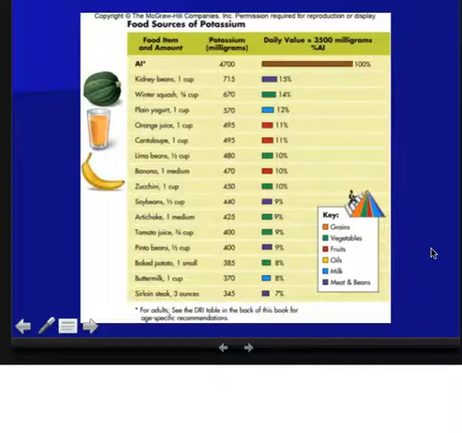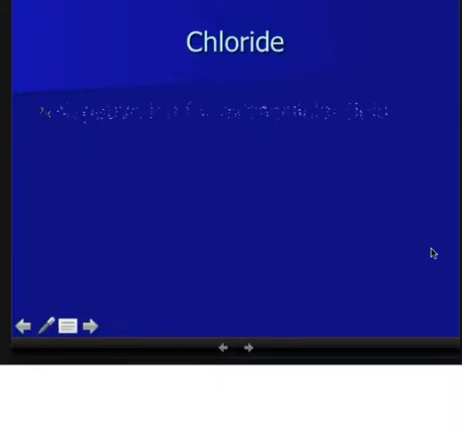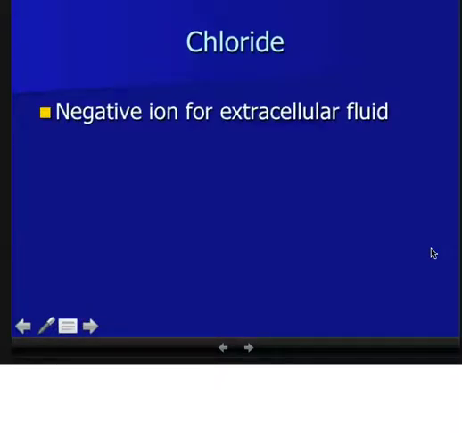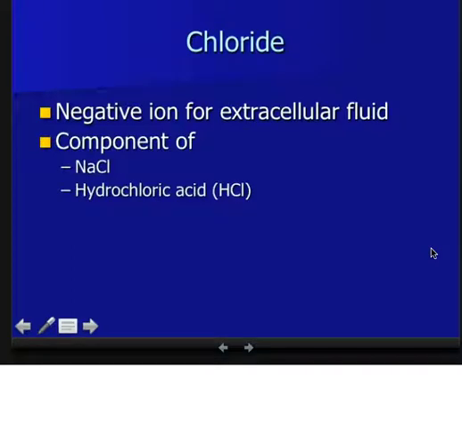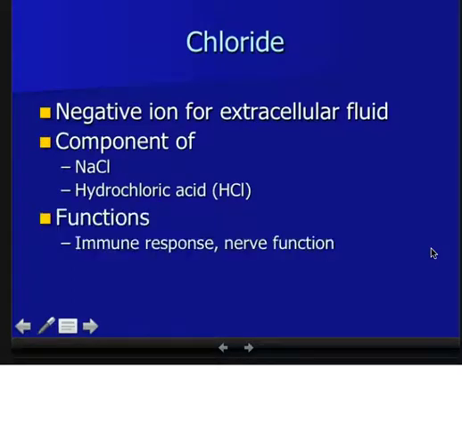Okay, let's talk about some anions for a moment. Let's talk about chloride. It's a negative ion for extracellular fluid, and it's a component of sodium chloride or table salt. It's also found in hydrochloric acid. Its functions are in the immune response and in nerve function. And you might wonder, well, why did I mention hydrochloric acid? What relevance does that have to human physiology?